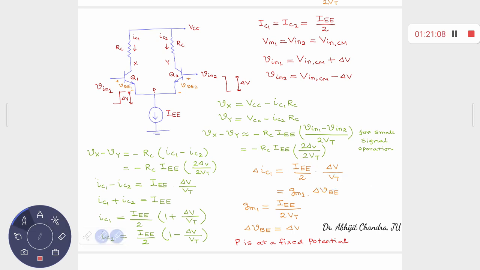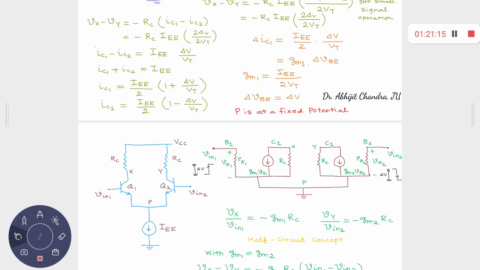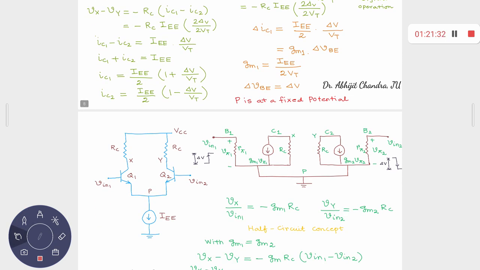So, had this been the case, now I can incorporate another concept, which is known as the half circuit concept. What is called half circuit? This is held at a constant voltage, so in the small signal model, this is nothing but AC ground. Now we have a combined circuit. Now you can observe these two circuits separately, and that is known as a half circuit.